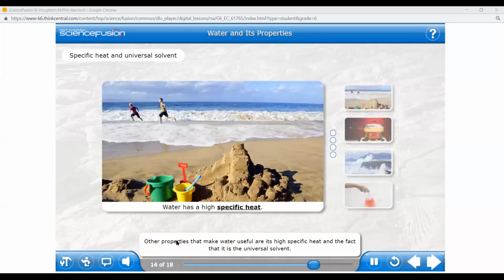Other properties that make water useful are its high specific heat and the fact that it is the universal solvent. Click each image to find out more about these properties.